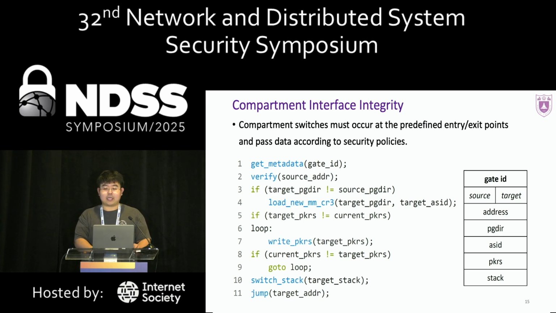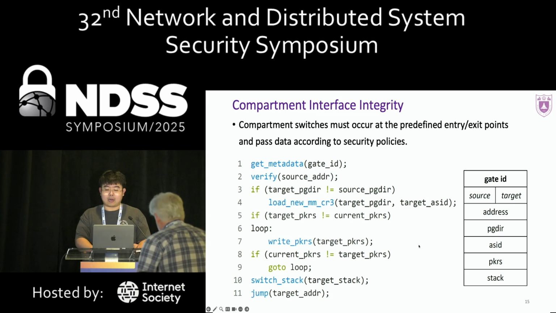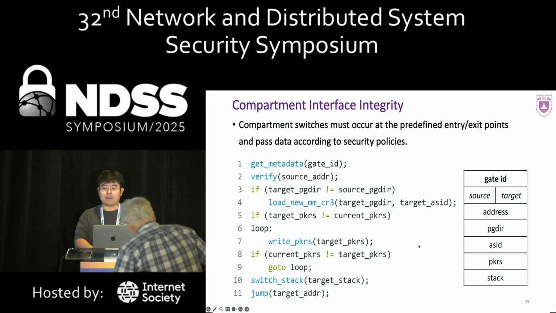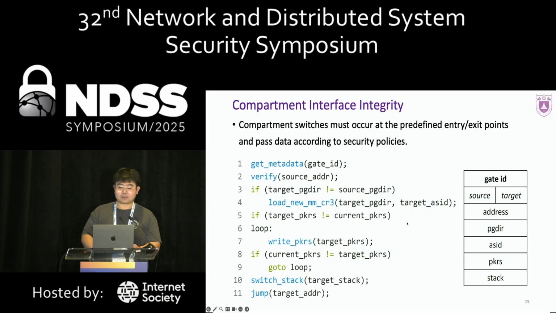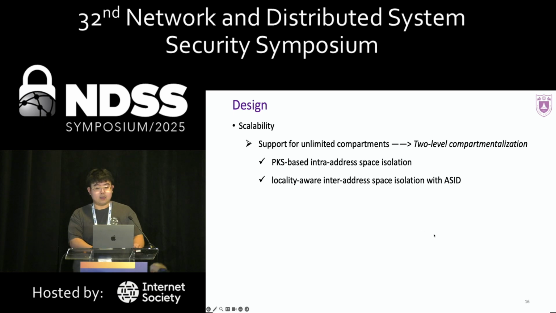Then it changes the PKRS to the target value on demand by WRMSR, switches to the private stacks of the target compartment, and finally jumps to the target address recorded in the SGT. This metadata check guarantees that the compartment interface cannot be misused by attackers. Besides security, scalability is another significant objective.